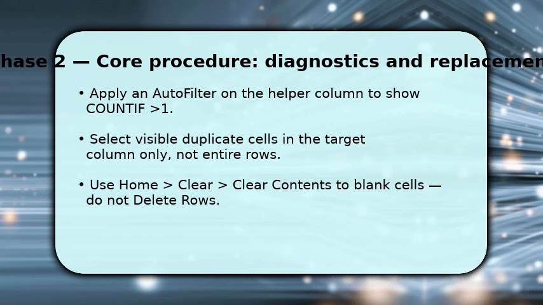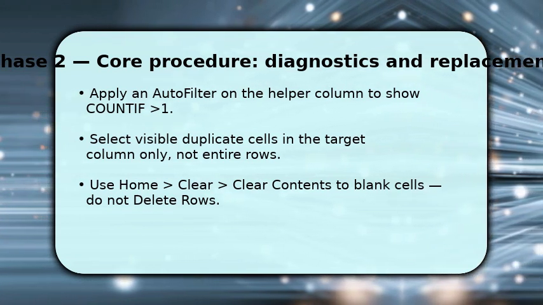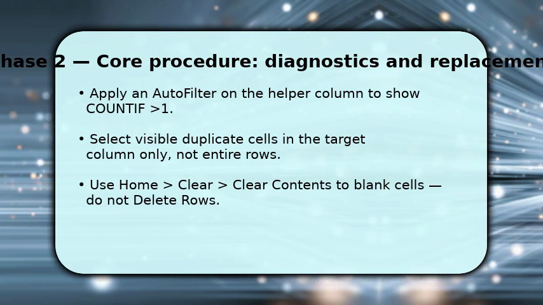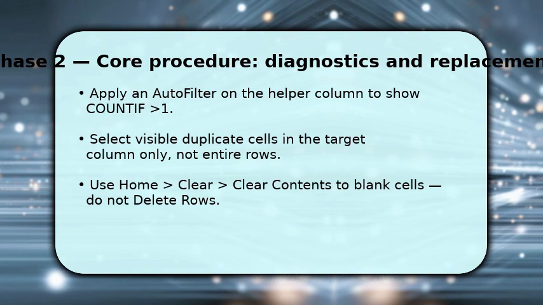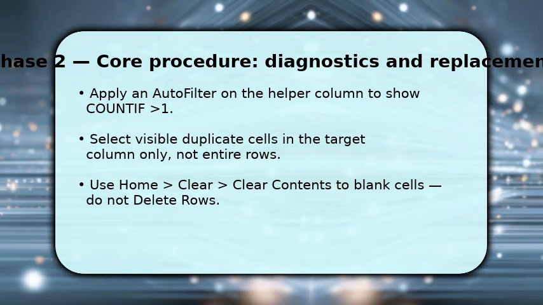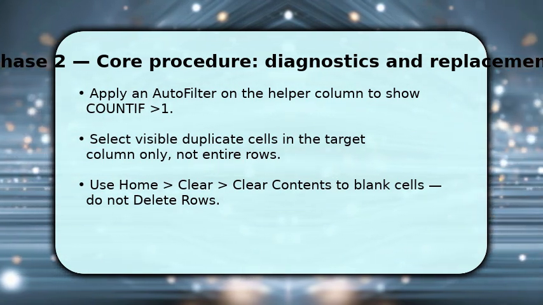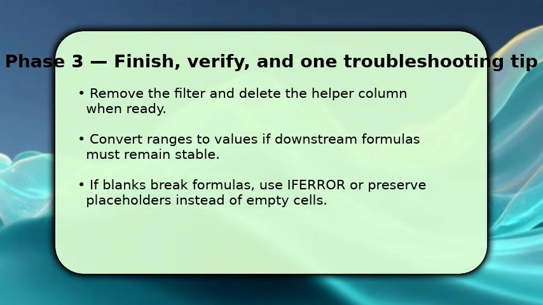This keeps every cell in its original position, so nothing shifts. Make sure to clear only cell contents. Deleting rows would move everything up, which is exactly what we want to avoid. Finally, remove the filter and delete the helper column after verifying the blanks are correct.